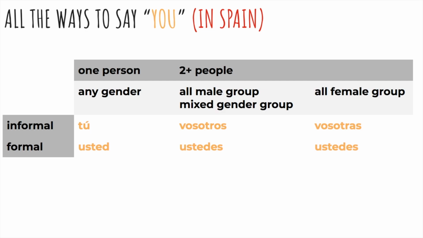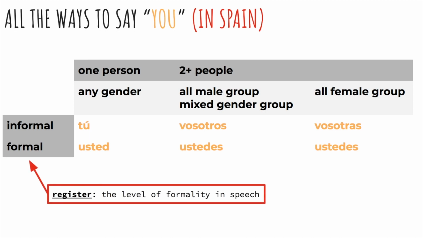When you are talking to more than one person, you need to keep gender in mind. To say you plural in an informal way, say either vosotros or vosotras. Vosotros is used to address an all-male or mixed gender group, while vosotras is reserved for all female groups. In formal speech, however, the plural of you is ustedes, regardless of gender. It's worth noting that the use of the informal register is widespread in Spain, far more so than in Latin America.